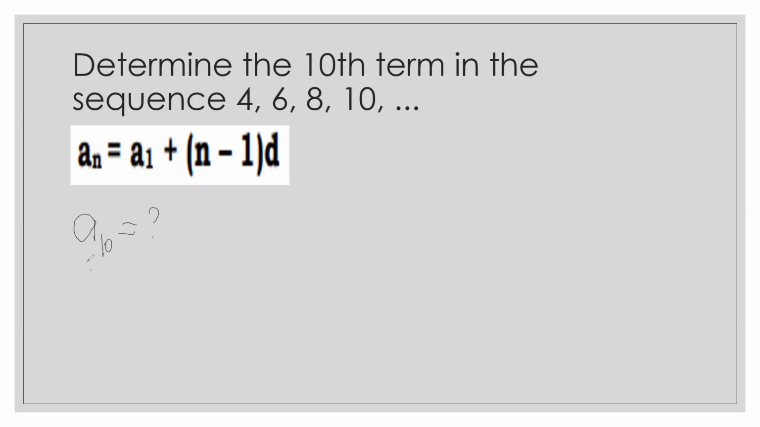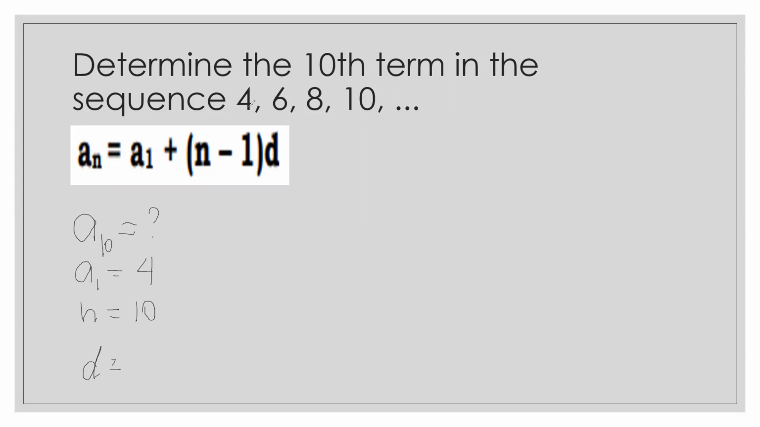Okay? Next, what is a sub 1? Unang term natin. Sa given na 4, 6, 8, 10, ano kaya ang ating a sub 1 or first term? Four. Yeah, correct. It's 4. How about n? Ano ba yung n? So, kung mapapansin nyo, a sub 10 yung hinanap natin, napalitan ang n ng 10. So, ibig sabihin, yung pang-sampung term ang hinahanap natin. So, technically, may 10 terms. So, n equals 10.